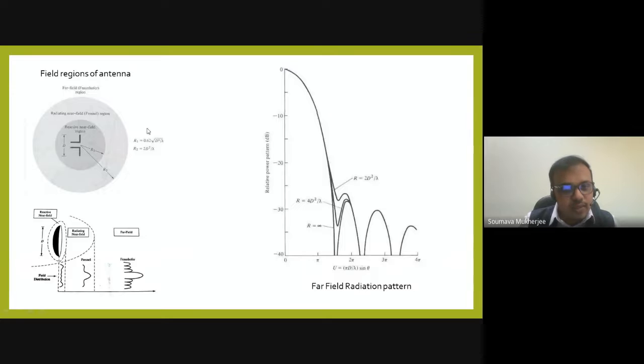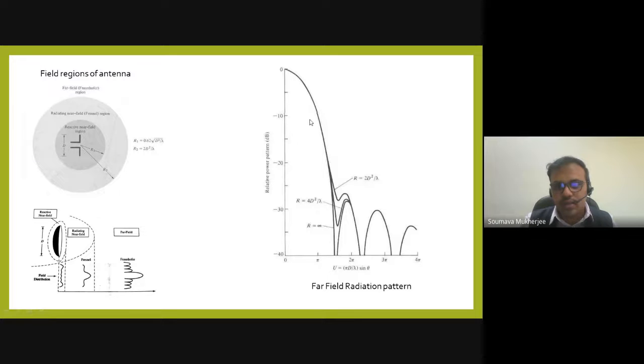So we have to measure here, because we actually work with the antenna in this region only. Never put the two antennas very close to each other, because that will not work. Okay, so this part is shown here.